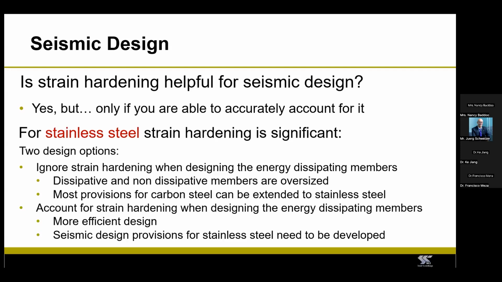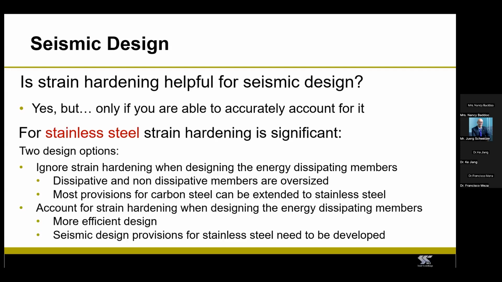Now, a more efficient design could be achieved if strength hardening is accounted for when designing the energy dissipating members. So this would be the second option. Now, the issue here is how to account for this strength hardening. How much strength hardening can be reliably achieved during an earthquake? One way of accounting for the strength hardening might be using a design approach that is based on the continuous strength method. The issue here is that at the moment, this method has not been developed yet.